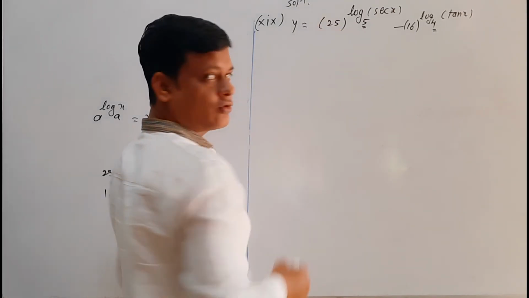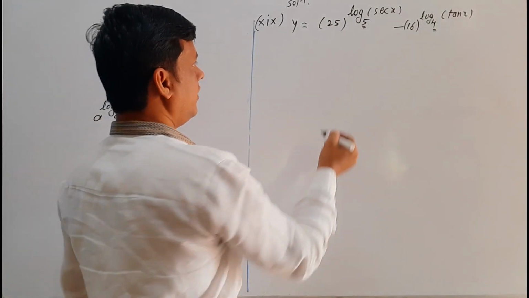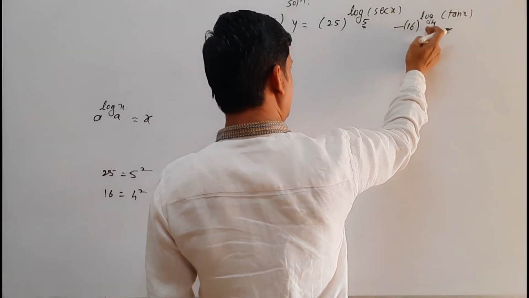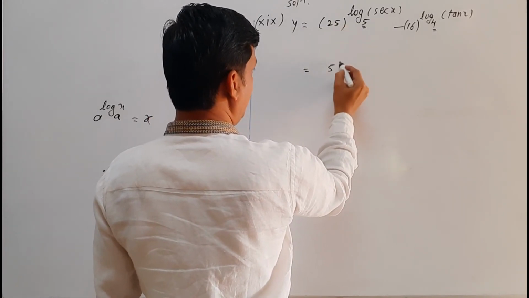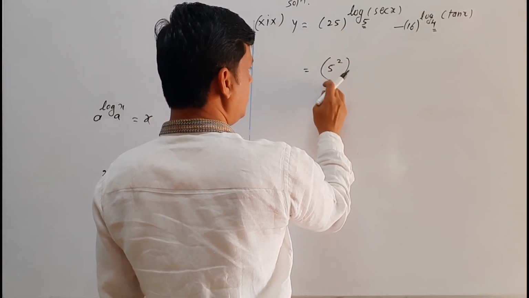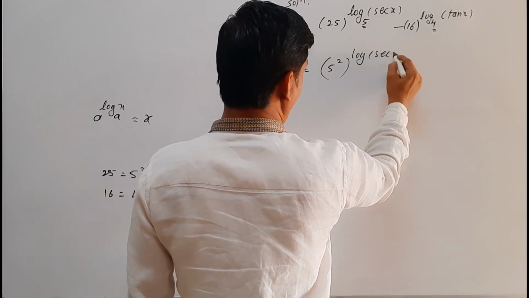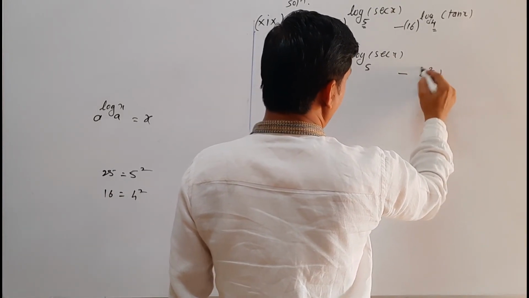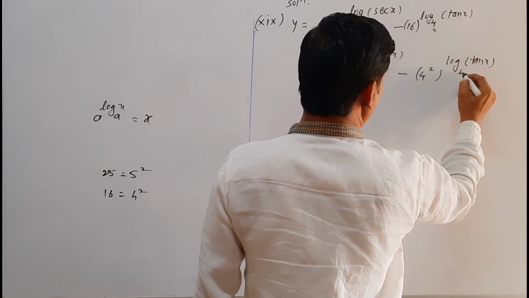Let y is equal to 25 raised to the power log of sec x to the base 5 minus 16 raised to the power log of tan x to the base 4. So we write 25 as 5 square: 5 square raised to the power log of sec x to the base 5 minus 4 square raised to the power log of tan x to the base 4.